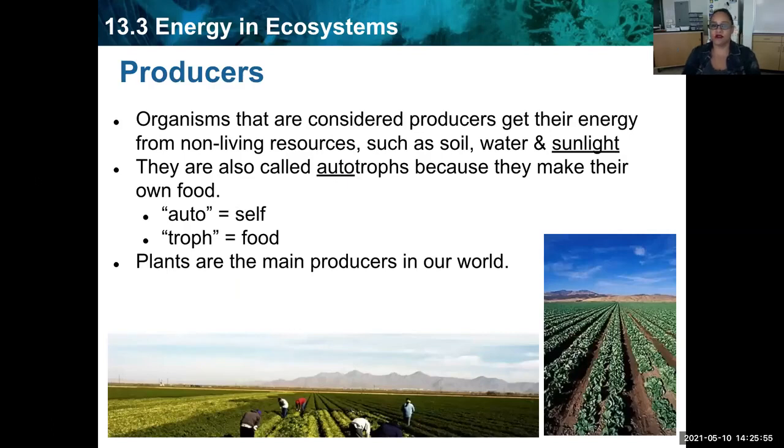Producers are organisms that get their energy from non-living resources, such as soil, water, and sunlight. They're also called autotrophs because they make their own food. The prefix auto means self. If you're writing an autobiography, you are writing it about yourself. And then troph is a root word that means food. So self-feeding, autotroph. And plants are the main producers in our world because we live on the land.